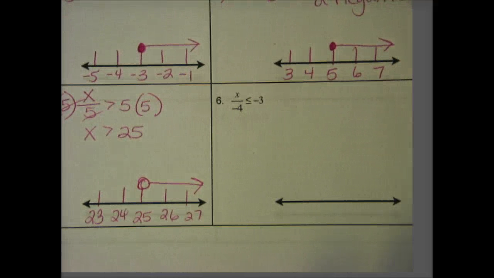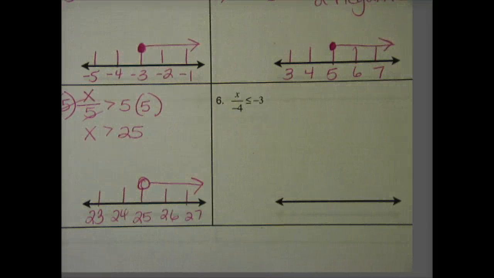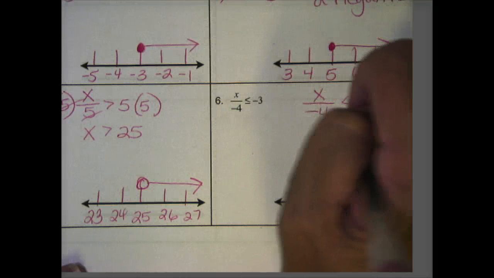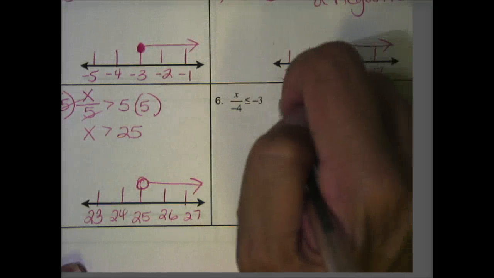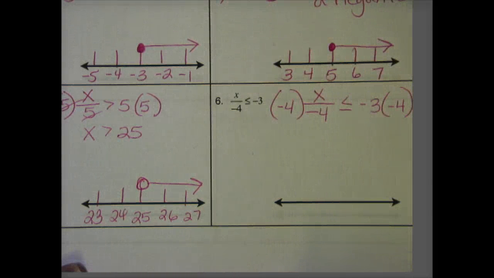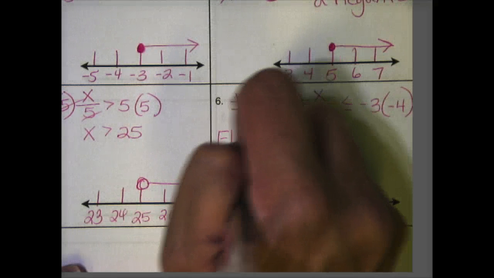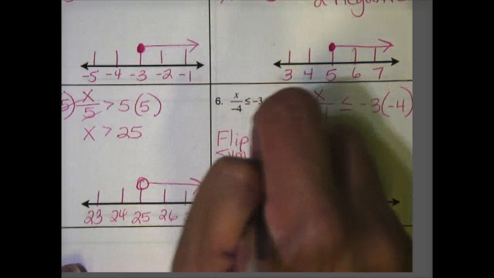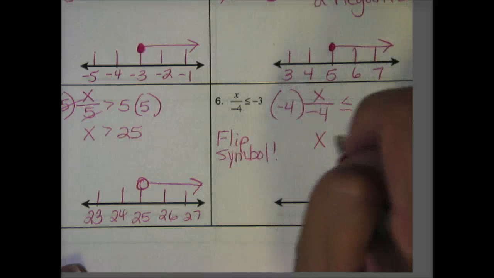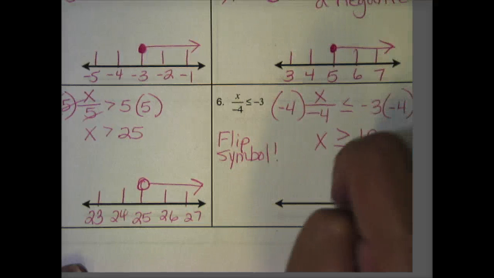Last one, number 6. x divided by negative 4 is less than or equal to negative 3. So I'll rewrite it to give myself some more space. I'll multiply both sides by negative 4 to get x by itself. Now remember, I multiplied by a negative, so I have to flip my symbol. That leaves me with x is greater than or equal to negative 3 times negative 4, which is positive 12.